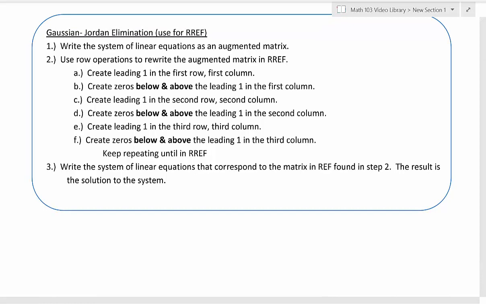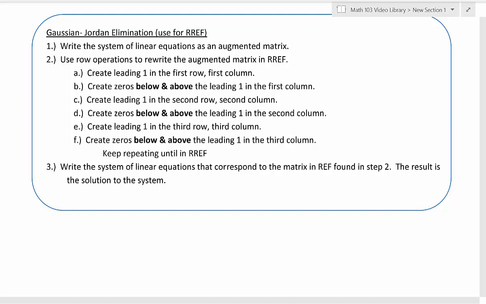It's super similar to our Gaussian elimination. We'll start by writing the system of linear equations as an augmented matrix. Next, we'll use row operations to rewrite the augmented matrix in reduced row echelon form. And the procedure really is the same. We'll start by creating a leading one in the first row, first column, and then we'll create zeros below the leading one in the first column.